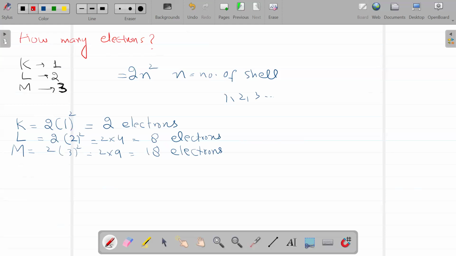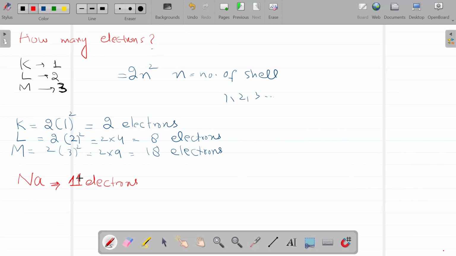Now we will write the electronic configuration of an element. Let's consider it is sodium. Sodium has 11 electrons, and now we will find out how these electrons are present around the nucleus and what the arrangement of these electrons is.